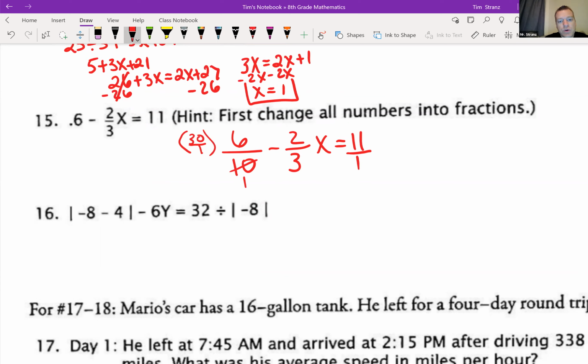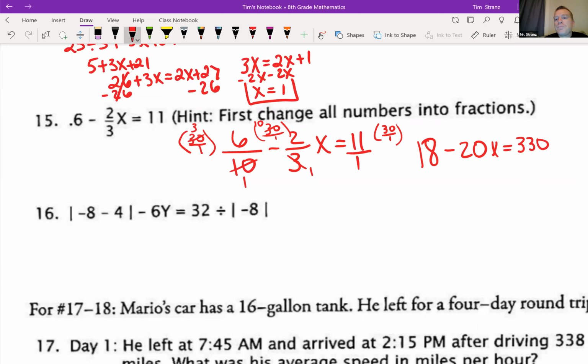Okay, 10 goes into itself once, 10 goes into 30 3 times. 3 times 6 is 18, so now I have 18 minus, multiply 2/3 by 30. 3 goes into 30 10 times, 10 times 2 is 20. 20x. And that equals 11 times 30, right? Yep, is going to be 330.